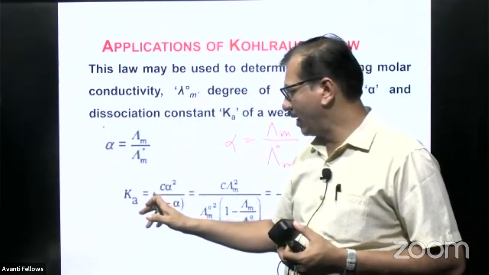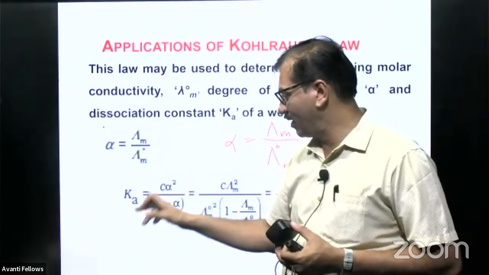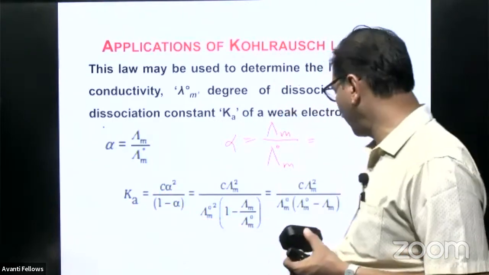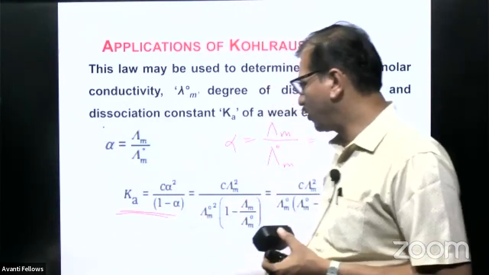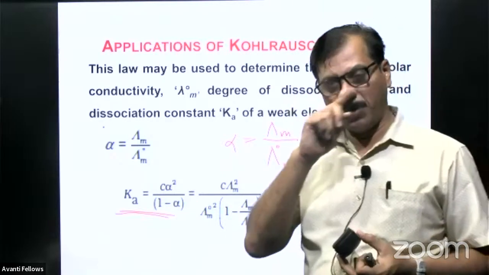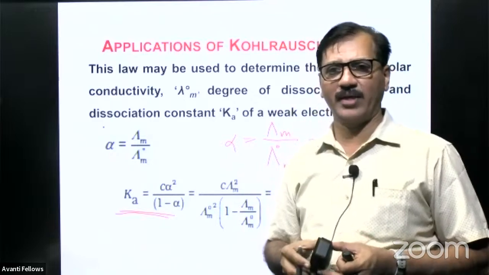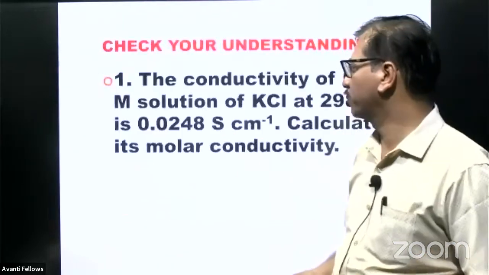Okay, alpha is related to the dissociation constant: K = Cα² / (1 − α). You know this. Therefore, this is the equation that we can use. The equilibrium constant value can also be found by knowing the alpha value.